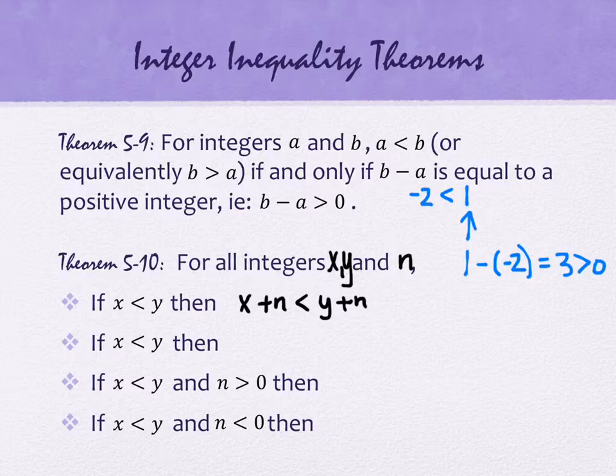We had a property like this for whole numbers. The property still holds here, except that N can be any integer, so it could be a positive number or a negative number. So if you add a positive number to both sides, the inequality stays preserved. If you add a negative number to both sides, the inequality is preserved. You guys with me? Doesn't matter what you add, it's the same thing.